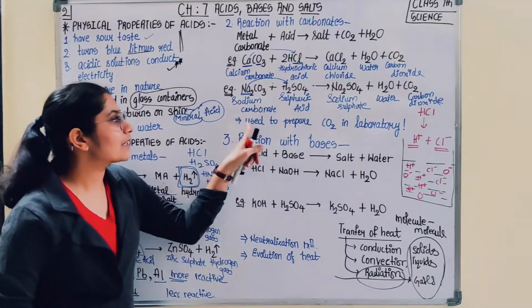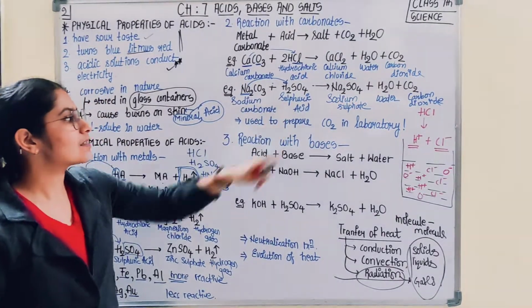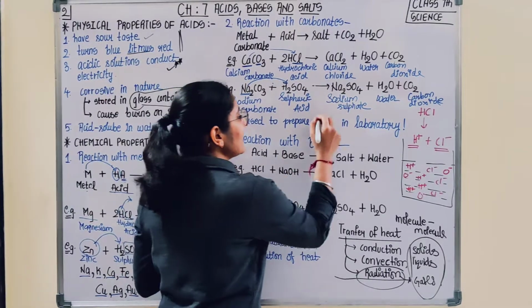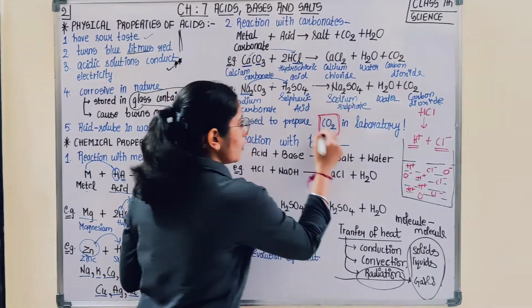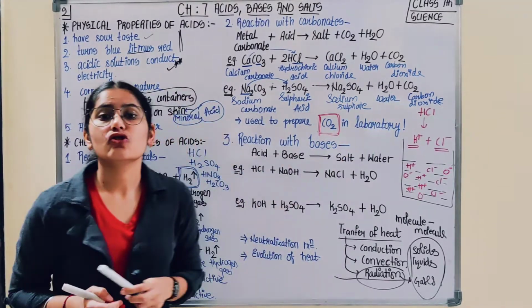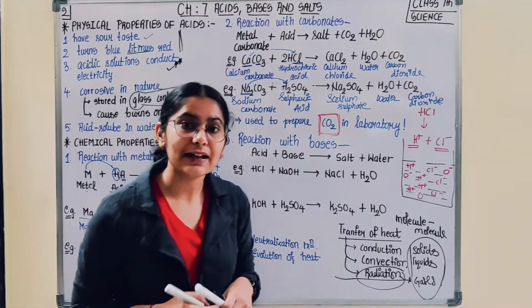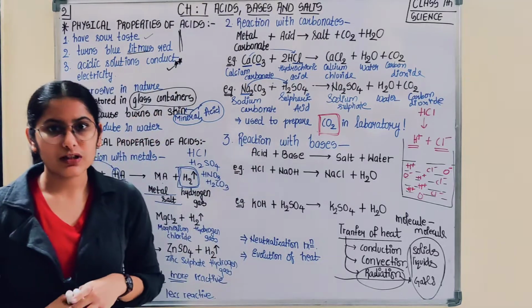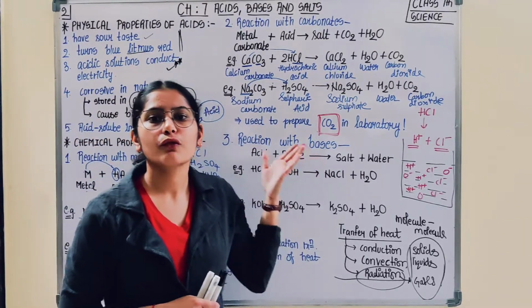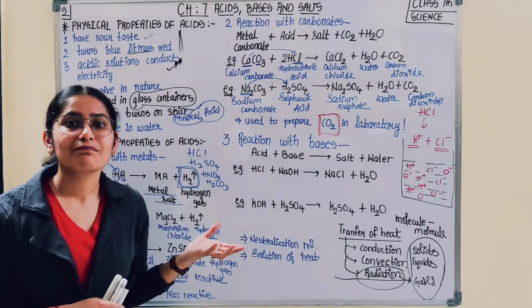Now this reaction is used to prepare carbon dioxide in the laboratory. This particular reaction is used to prepare carbon dioxide in the laboratory. So if next time you want to make carbon dioxide, what would you be doing? You would be taking some metal carbonate.